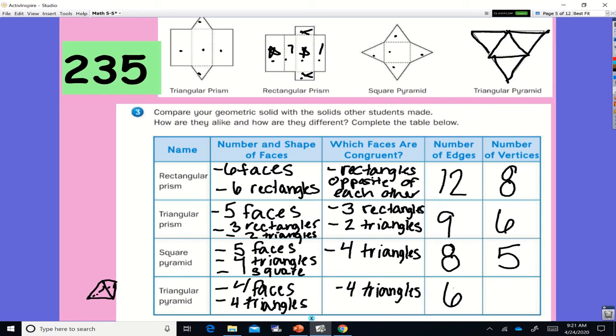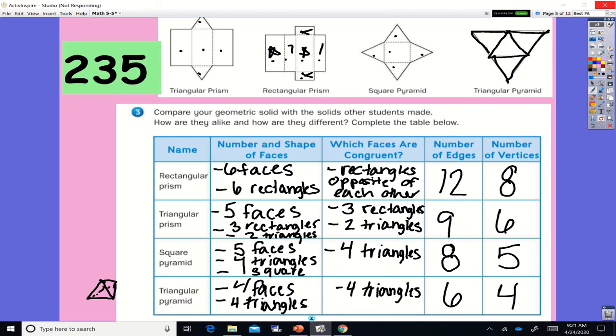Okay? We do our vertices, and if we count 1, 2, 3, and then at the top, all of these go together, so we have 1, 2, 3. Then at the top, we have 4. So that gives us 4 vertices. If you have any questions on any of this, just let me know. I'd recommend making the nets and then folding them up.